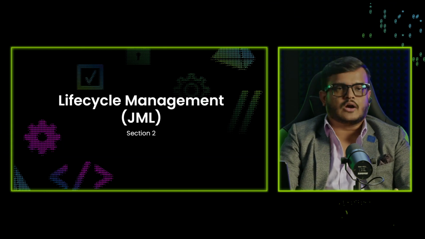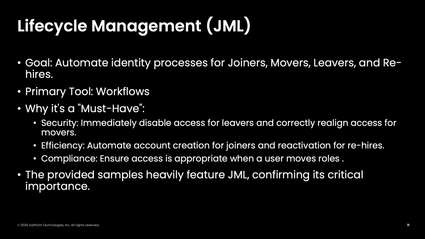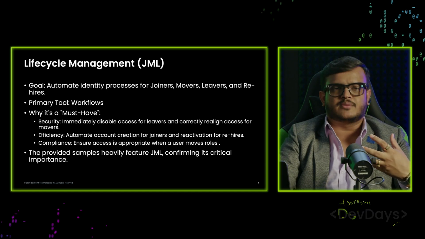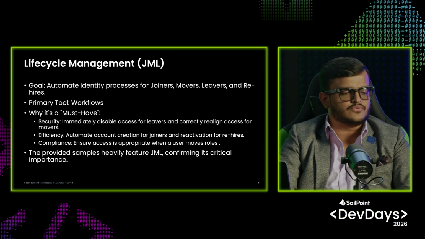So that's your templates for lifecycle states and your transforms. Now, moving on to lifecycle management, the JML. Here we'll talk about how you can use SailPoint to govern your JML process, not just with rules, but with the different extensibility and customizable features you want. The goal is to automate your identity process with your joiner, mover, leaver, rehire process. The primary tool we are going to use here is your workflows.